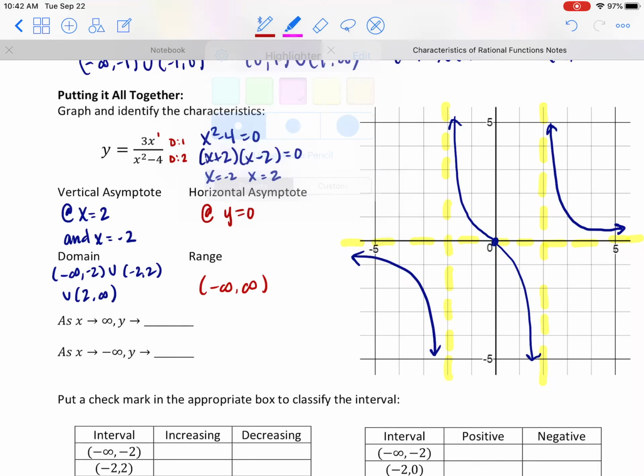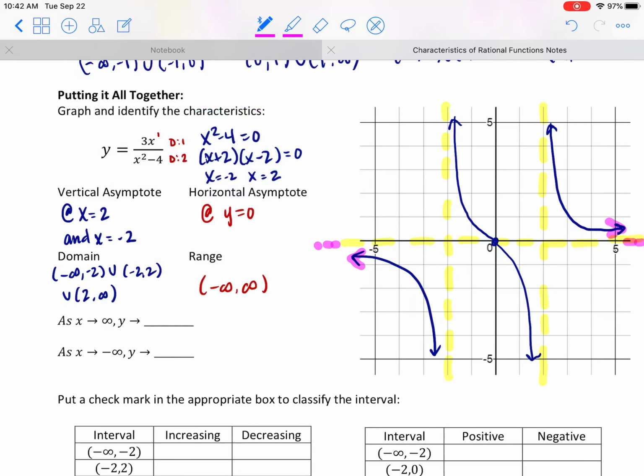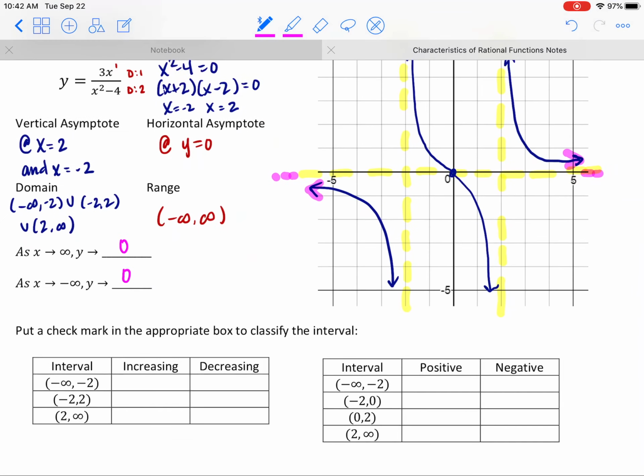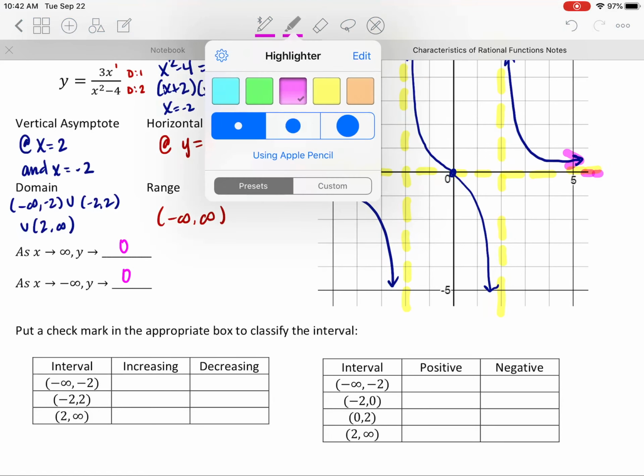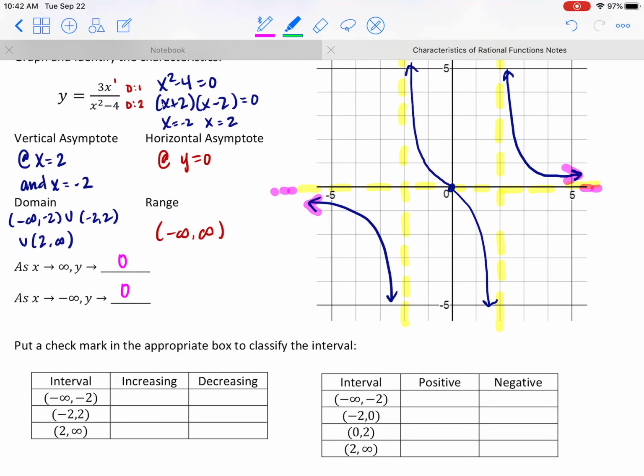Alright, in behaviors, we can see, hopefully, that this end is approaching a y value of 0, and that this end is approaching a y value of 0. So both ends are headed to that horizontal asymptote at 0, so y values of 0. And now let's look at these intervals. So negative infinity to negative 2. Negative infinity, negative 2 is this interval of x's right here.